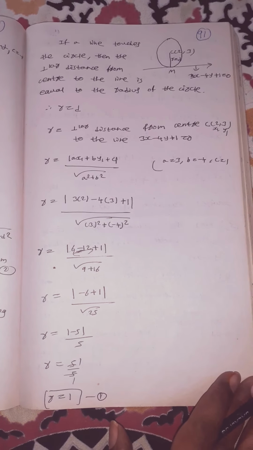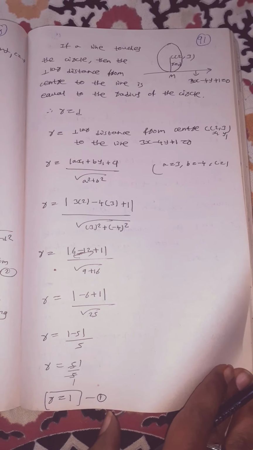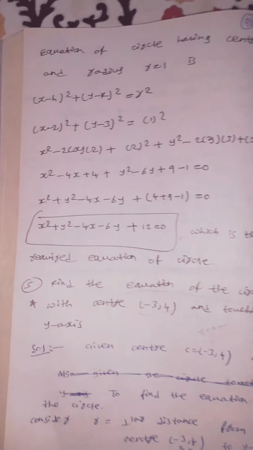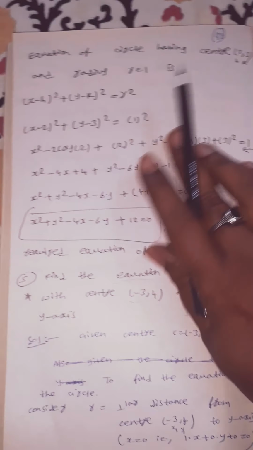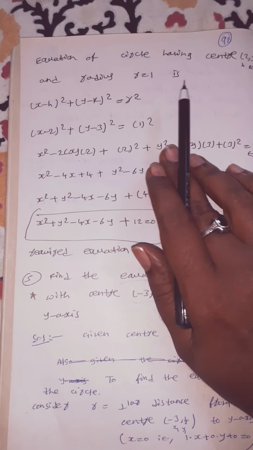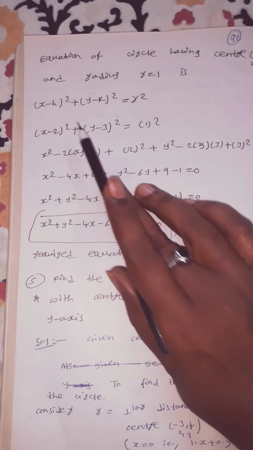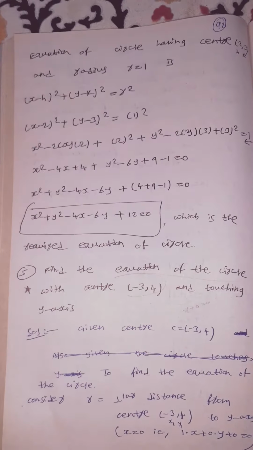So the radius we got, children, is 1. So we know the center and we know the radius. So what is the circle equation, children? The equation of the circle having center 2 comma 3, which is given in the question itself, and radius r equal to 1, we get is x minus h whole square plus y minus k whole square equal to r square.